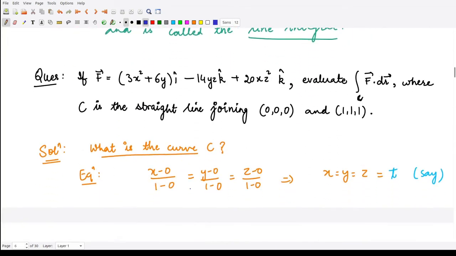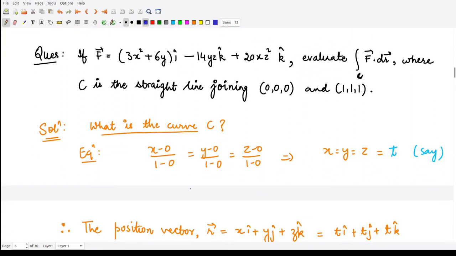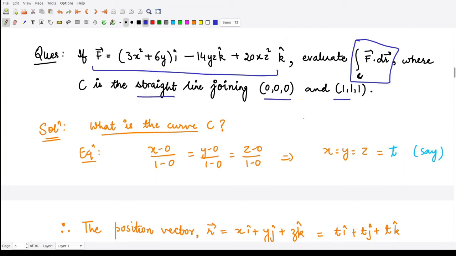For an example, let us see this question. We are to evaluate the integral of the vector F dot dr over the curve C. This vector F is given to us, so we are to calculate the tangential component of this vector along the curve C, where C is the straight line joining these 2 points. We are required to solve this line integral.